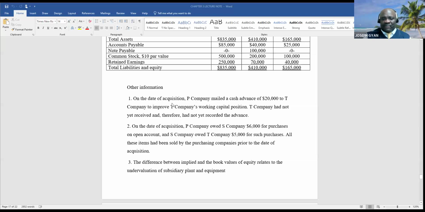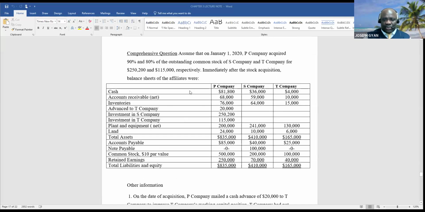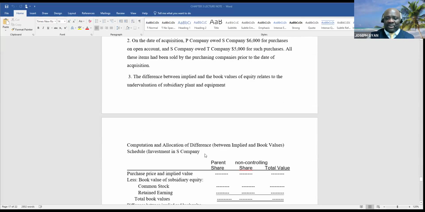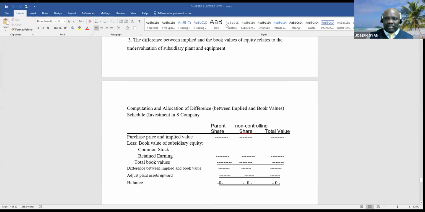On the date of acquisition, P company mailed a cash advance of 20,000. So there's advance cash here. We have to eliminate the cash that was mailed to T company to improve the T company's working capital. T company has not yet received, and therefore has not yet recorded the amount. Then on the day of acquisition, P company owns S company 6,000. We have to eliminate that. It's all intercompany transactions, and we are going to do it in a class exercise. So I don't want us to waste time on this one. Let's go back to the class exercise now and start doing some work on that.